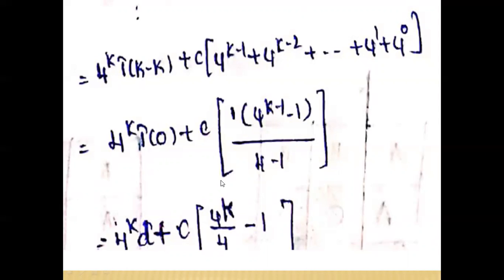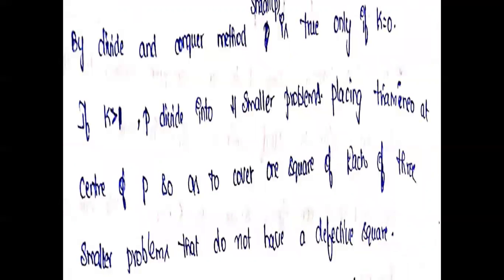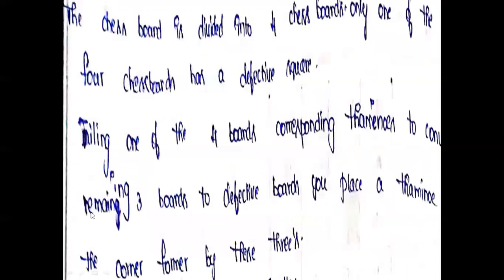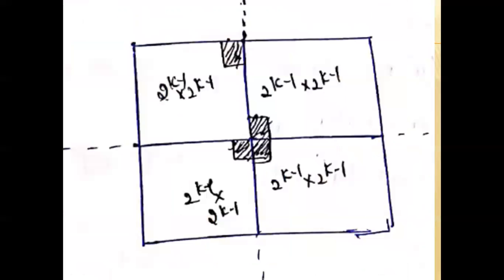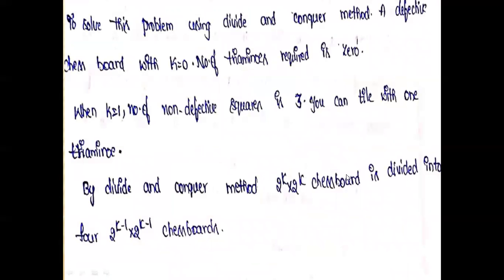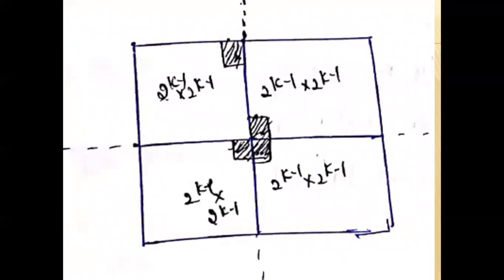So here the problem is divided into 4 subproblems. Suppose the problem has input k, the subproblem has input k minus 1. That means the 2 power k into 2 power k chessboard is divided into 4 chessboards of 2 power k minus 1 into 2 power k minus 1. That's why the problem is divided into 4 subproblems. So the time complexity is 4 into t of k minus 1 plus c, which is big O of 4 power k.